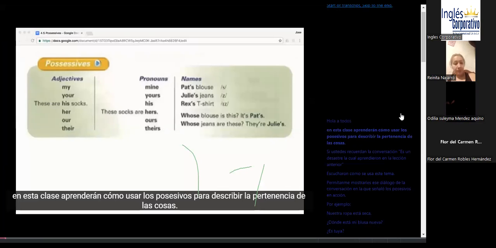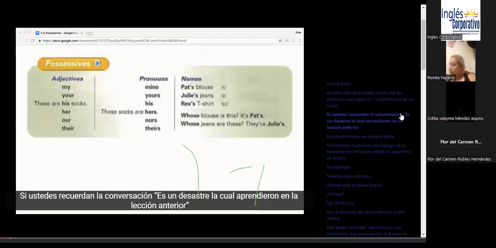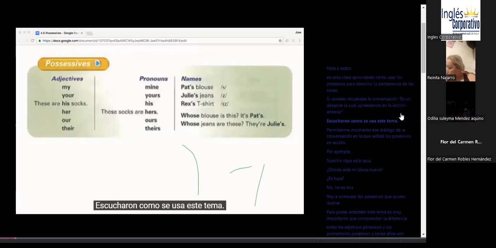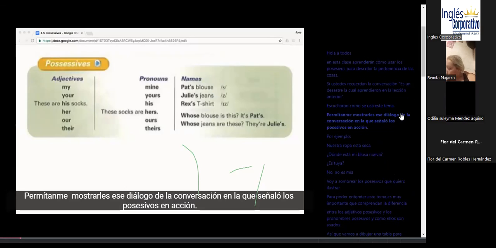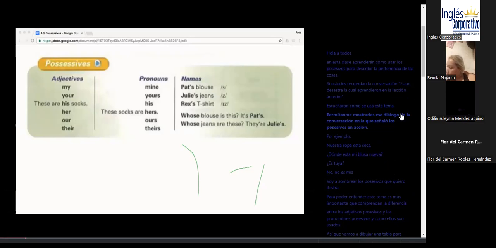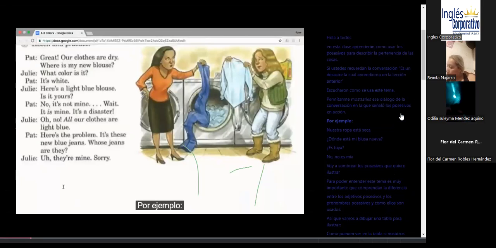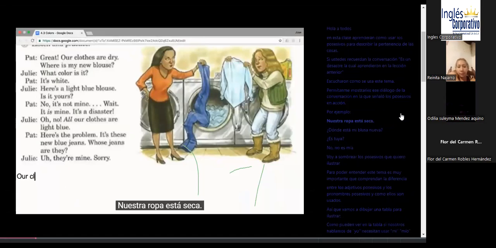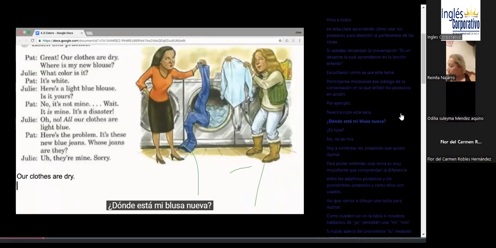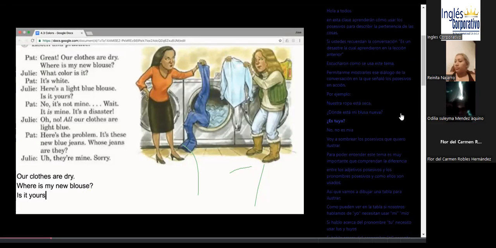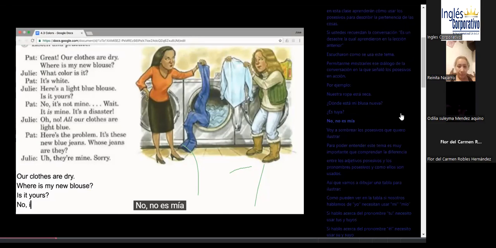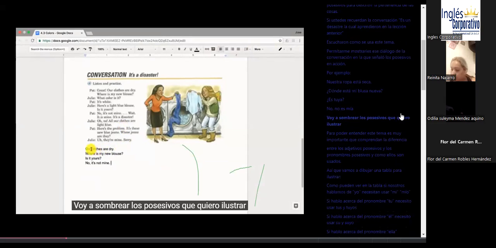Hi everyone. In this class, you'll learn how to use possessives in order to describe belonging of things. If you recall the conversation, It's a Disaster, which you learned in our previous lesson, you heard how this topic is used. Let me quickly show you that conversation dialogue, and I'll point out the possessives in action. For example, if you notice the conversation, our clothes are dry. Where is my new blouse? Is it yours? No, it's not mine. I'm going to go ahead and highlight those possessives that I want to emphasize.